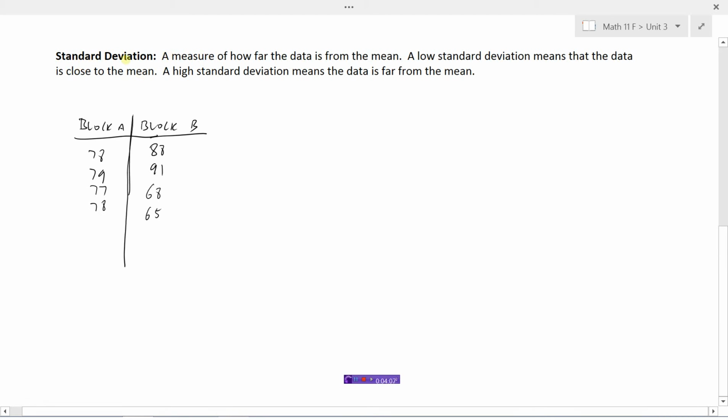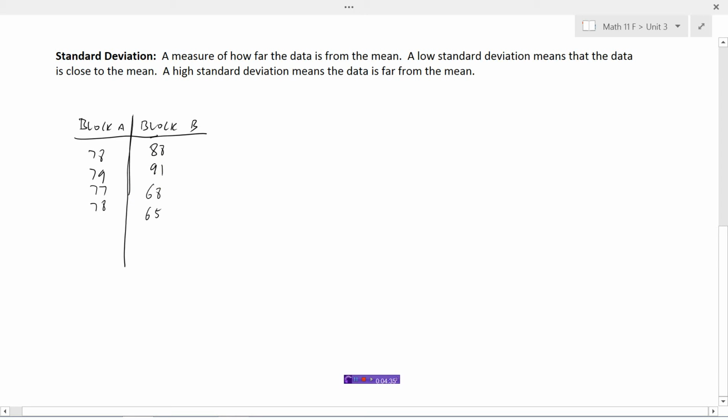So the standard deviation is really just a measure of how far the data is from the mean or from the average. So a low standard deviation means that the data is close to the mean. All your data, like Block A, all your data is very close to the average. Or a high standard deviation means that the data would be far from the mean. So we would expect this to have a high standard deviation because our data points are spread way out.